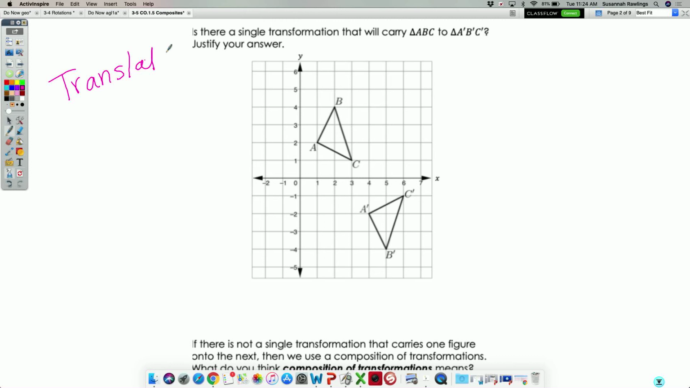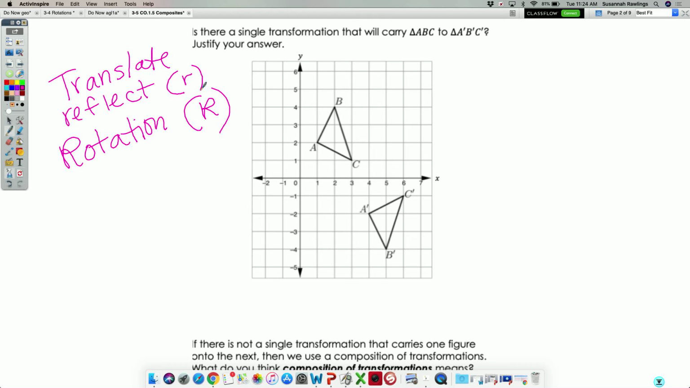Good. Please write that off to the side. Translate, reflect, and rotate. Remember, rotation is with a big R. I'm going to put that in parentheses. Reflection is with a little r, and then translation is a T. So those are the three options I have to choose from.